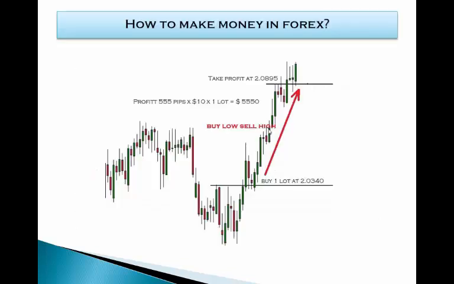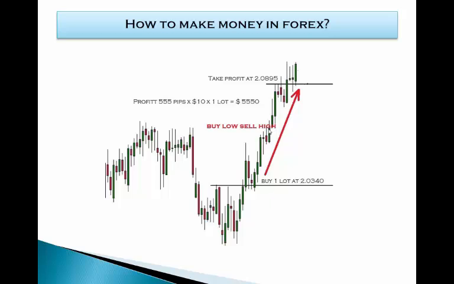How do we make money in forex? Very easy, right? For example, the market is trading at 1.20340, and you think that this currency is going up, so you buy. You buy 1 lot at 1.20340. Let's say the market really goes up, as you predicted, to the price of 1.2895, and you decide to take profit. So you can see that you actually make 555 pips, right?